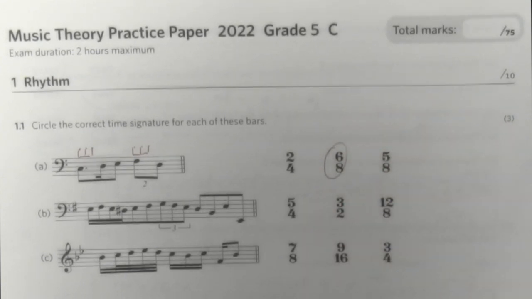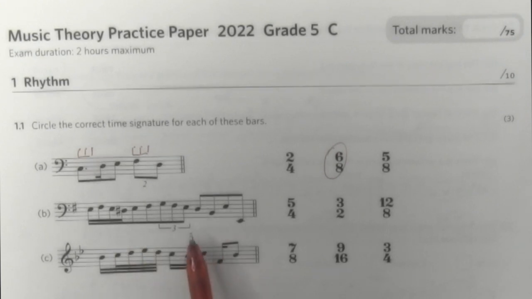In the next question we have a triplet sign. This means that we have 3 in the space of 2. This usually happens in simple times. So 3 in the space of 2 of the same kind, so quavers. Therefore we have 4 quavers here. This equals a minim. But I think we should count in quavers.